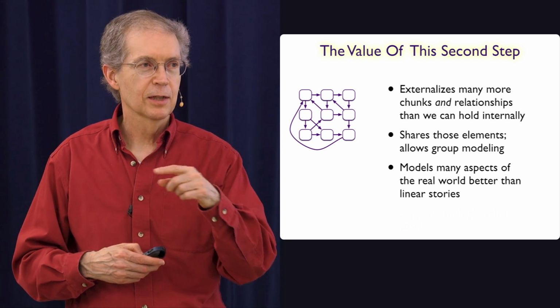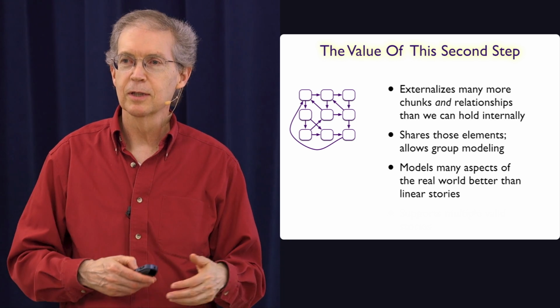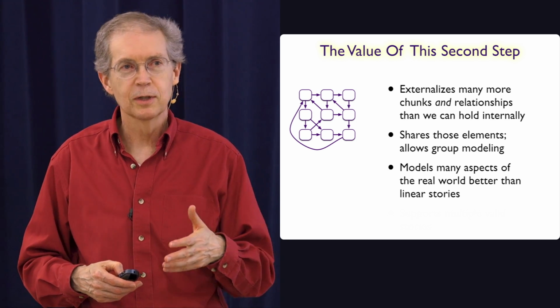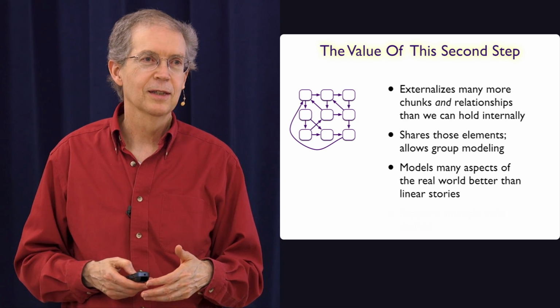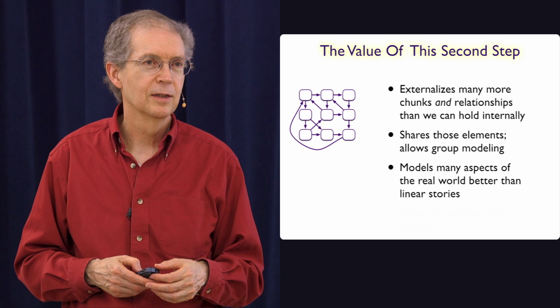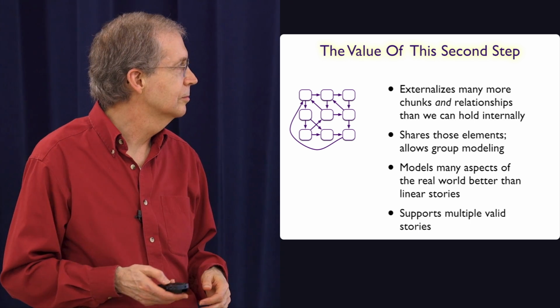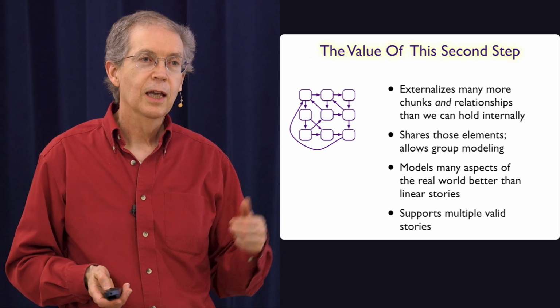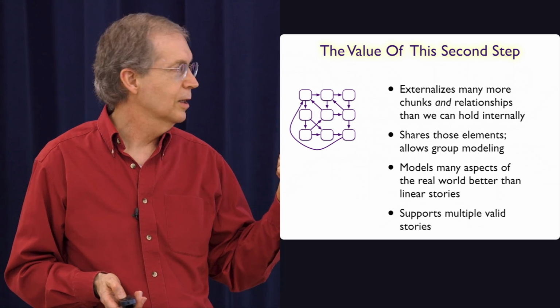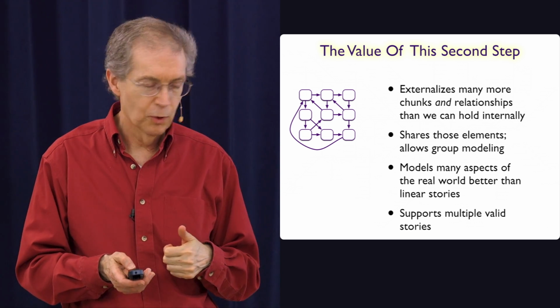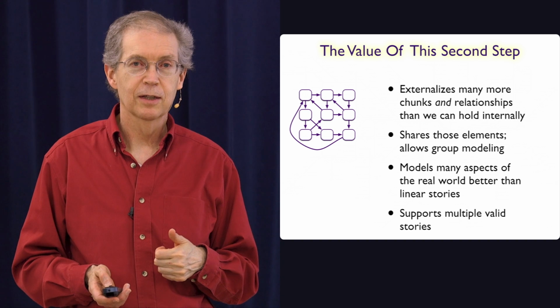Ecosystems have lots and lots of feedback loops and ongoing things, and there isn't a hero and a villain and a first act and a second act and a third act. They don't flow that way. And as a diagram, as a map, if you will, it supports a lot of valid stories.